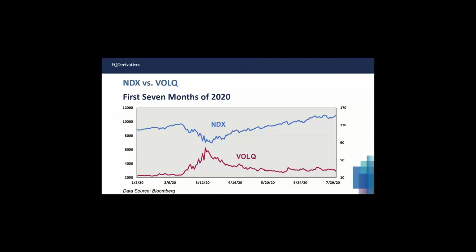In fact, I think the inverse relationship over the full life of VolQ, which we have data going back to 2014, is about minus 0.75, minus 0.76 on a day-to-day basis relative to the Nasdaq 100. Now that's very close to the inverse relationship between VIX and the S&P 500. So the point is, VolQ actually acts very similarly to the way that VIX reacts relative to its underlying market.